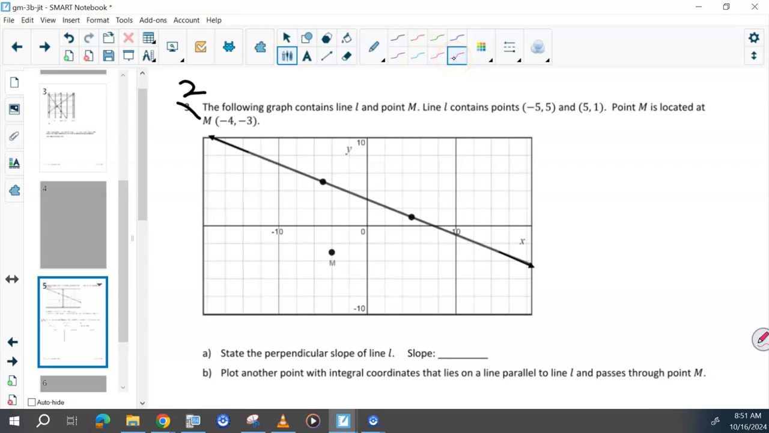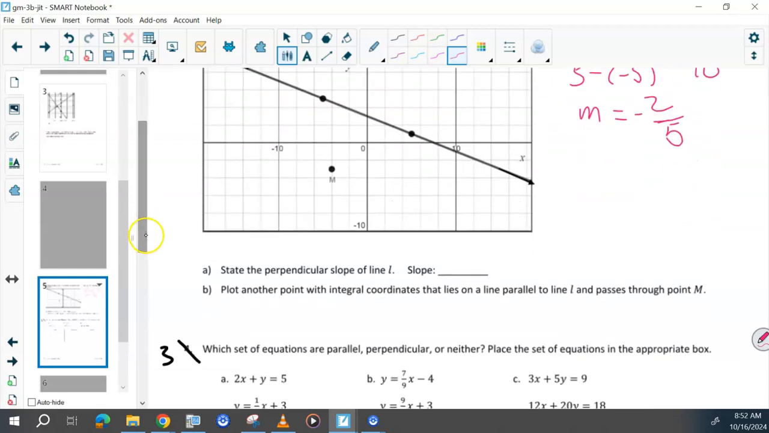So I'm just going to use the slope formula between these 2 points to get that slope. So this would be negative 4 over 10, or negative 2/5. So I know that's going to be the slope of that line. Then to find the perpendicular slope, I'm going to take that slope and flip it and make it positive. So that perpendicular slope would be a positive 5 over 2.